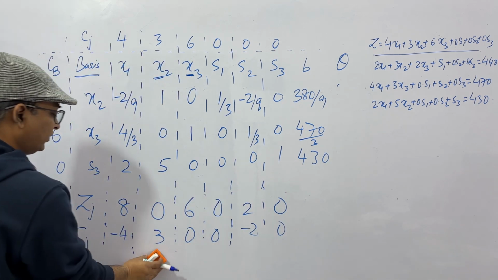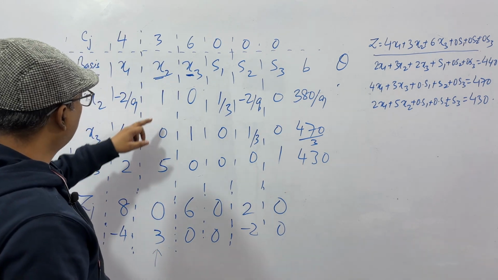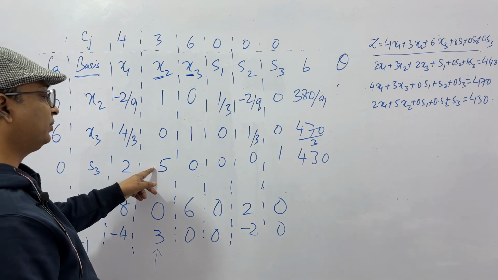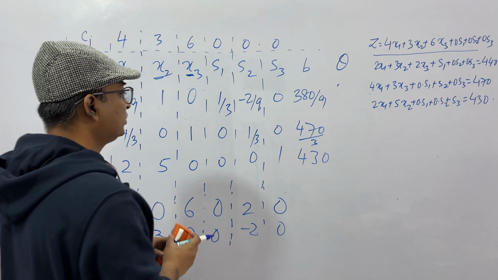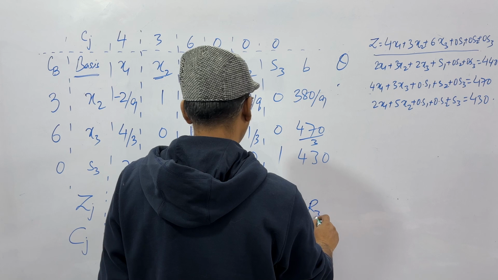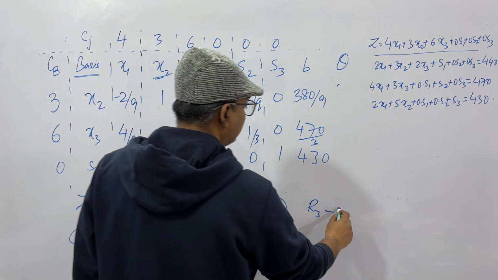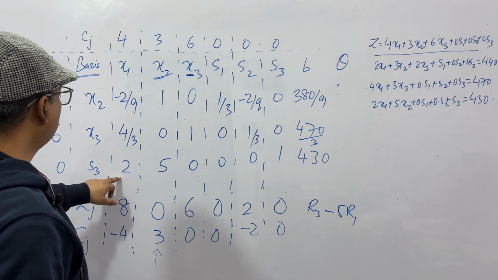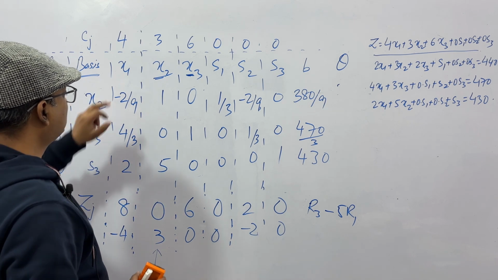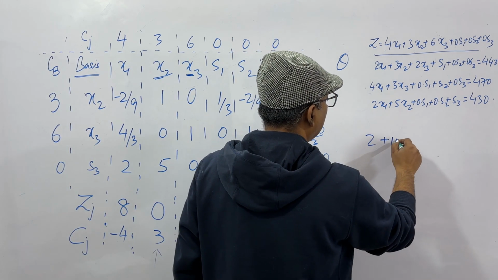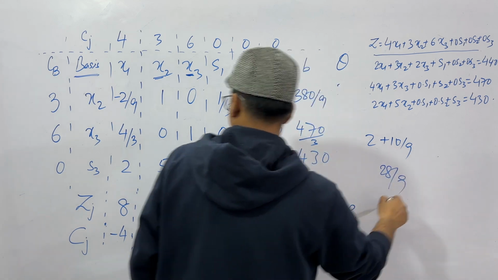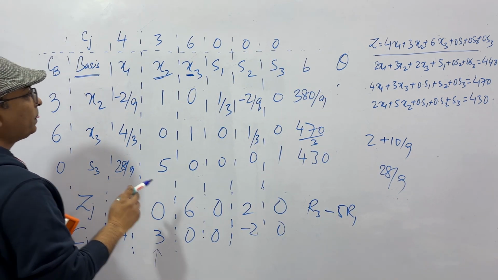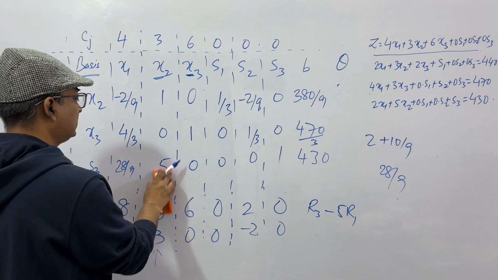So this step is done. Next step, what we used to do, we have to make all the entries in the column other than this 0. See, this is 5, so we have to make it 0. What we'll do? This is row 3, so we'll do row 3 minus 5 of row 1. So let's start. This minus 5 of this, that is 2 minus minus plus, 2 plus 10 by 9. So this is 28 by 9. So here we'll get 28 by 9. Okay. Then 5 minus 5, so this is 0.